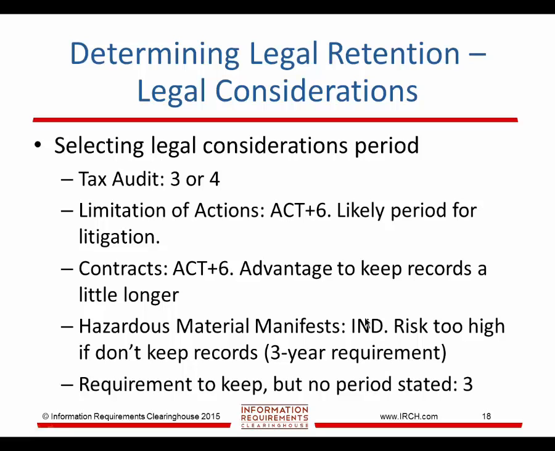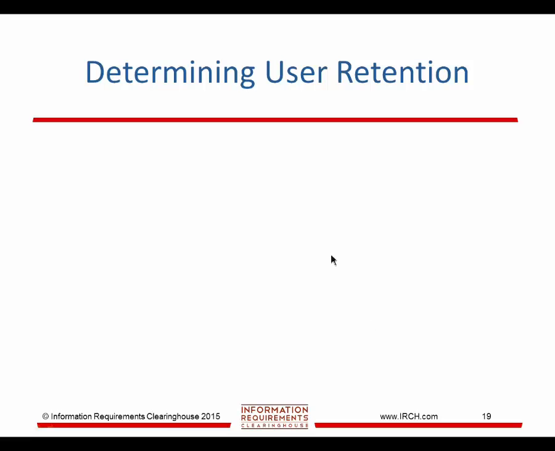However, as a legal consideration, we normally recommend indefinite because the risk is too high if you don't have the records. If, for example, that shipping company drives out of your driveway, goes down the country road and dumps the material in the woods, you, of course, will be held responsible, but without those manifests, there's no proof that you actually gave legal custody to somebody else, and they should be responsible. So therefore, it has been important to establish this as a legal consideration of indefinite. Of course, we have requirements to keep records and no period stated, and we often just put in 3 as the legal consideration within our retention schedule for that purpose.